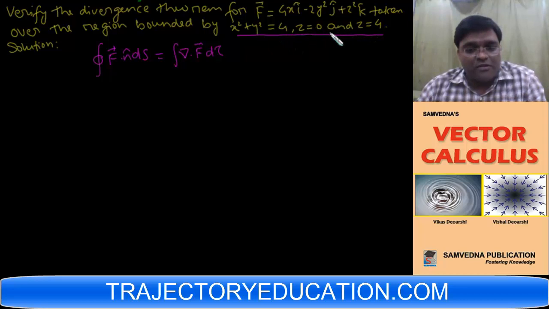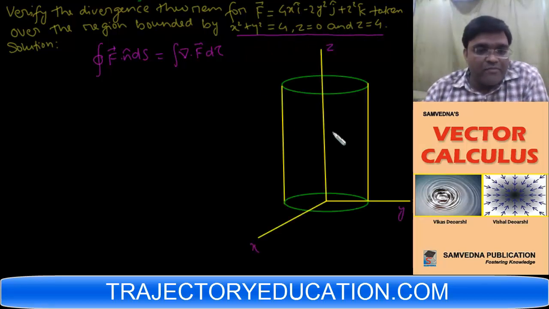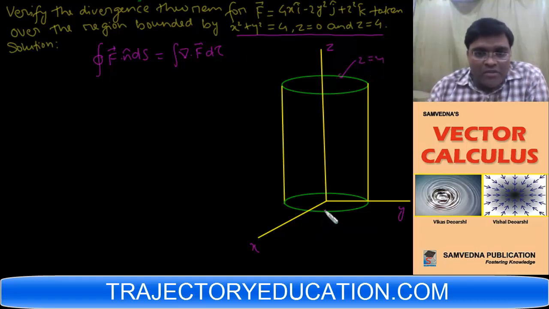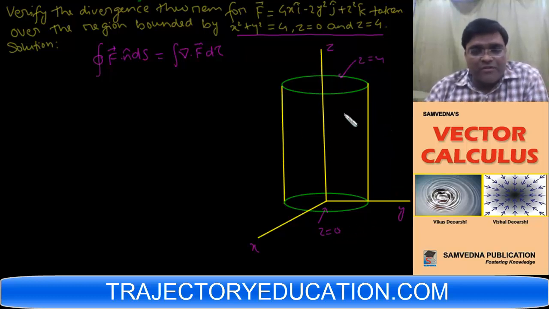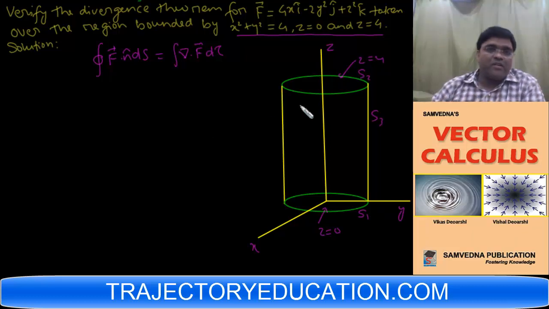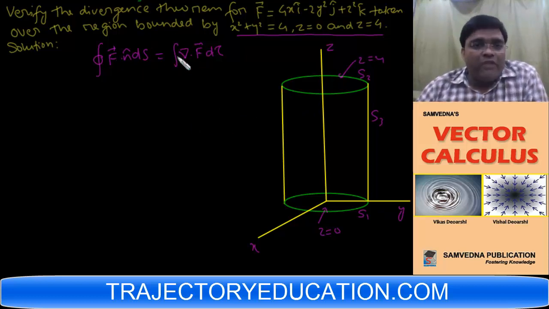We have drawn this cylinder. The cylinder has this base, this is z equals 4, this is z equals 0, and this is the curved surface. So we have the surface S1, this is S2, and this is S3. So we have to verify this.